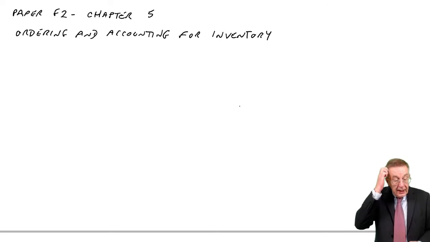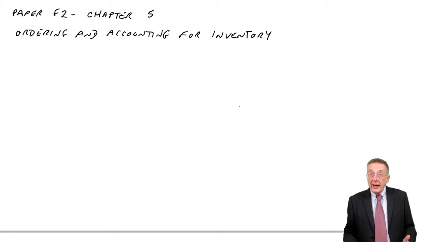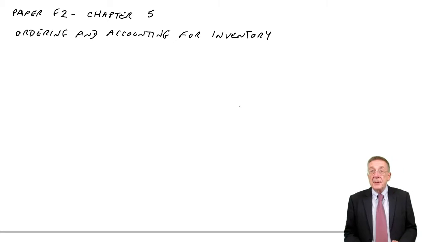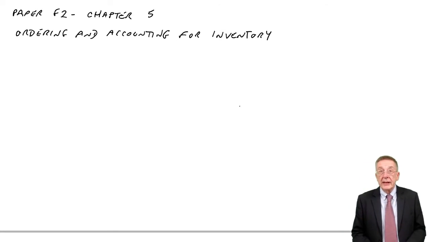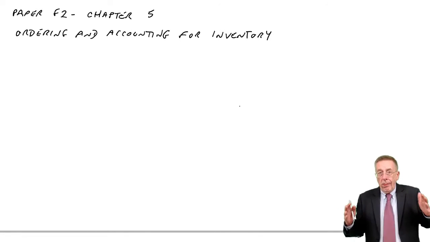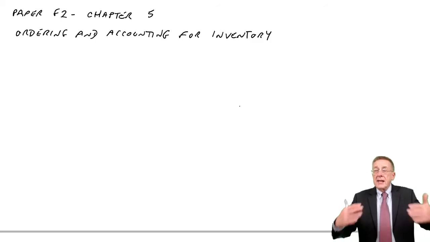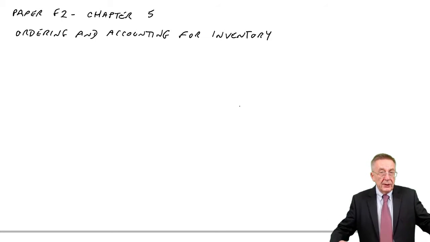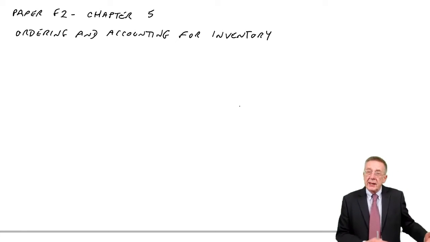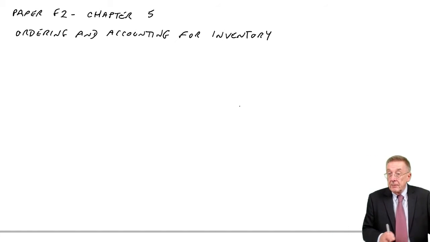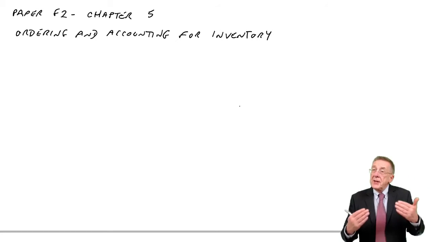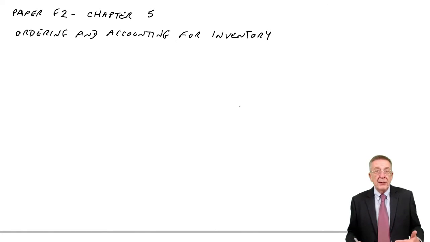The other bit though is how we value any closing inventory, and here there are some numbers involved. It's quite good fun. But the point is, during the year, the month, the period, day by day, we'll be receiving goods from our supplier. We'll be issuing goods either to customers or materials to the factory. And the question is, how do we value them at the end of the period?